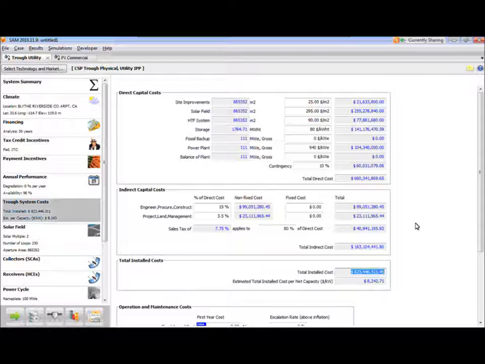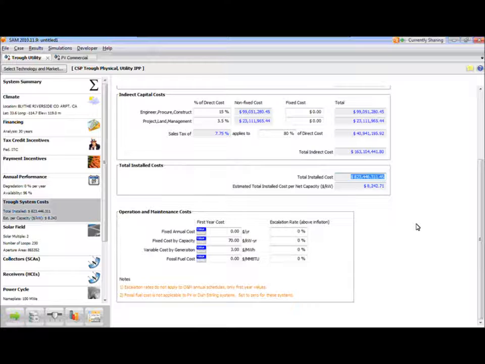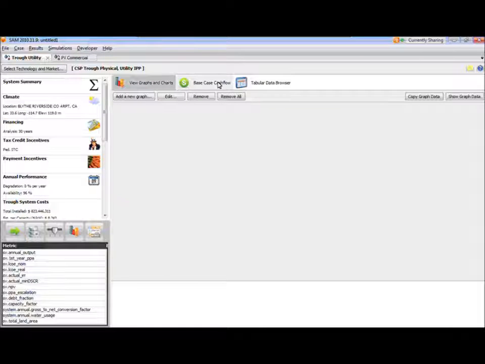Okay, so the lesson from the cost page here is that SAM only uses the total installed cost when we're looking at the capital cost, and that these operating costs apply to the out years of the cash flow. And let's just take a moment to look at the cash flow table. So base case cash flow. I click the graph button to see the results, and then click base case cash flow.